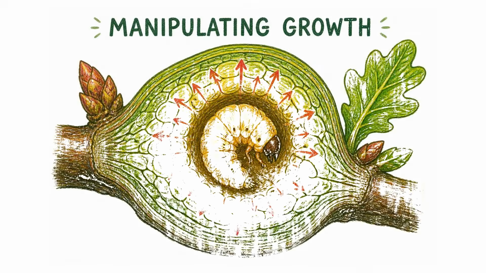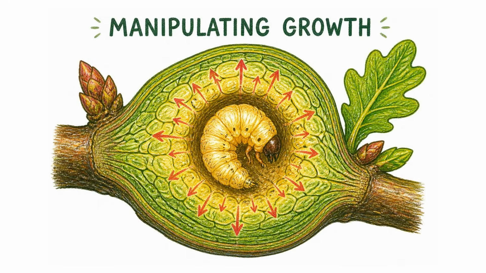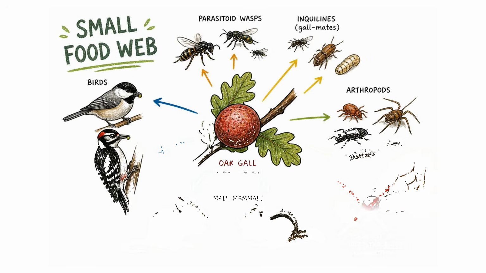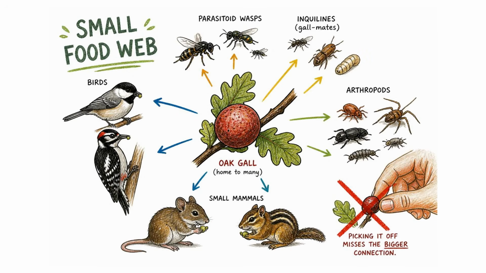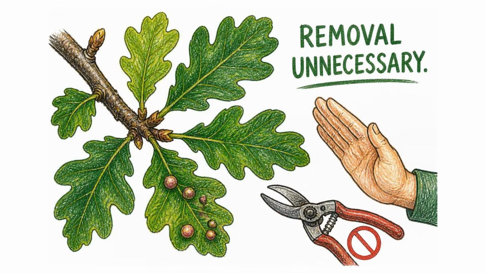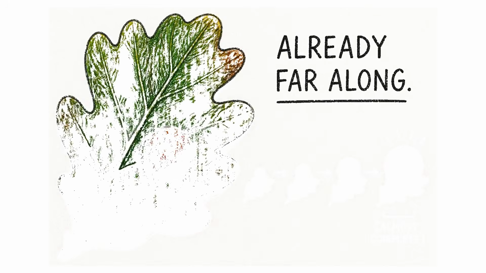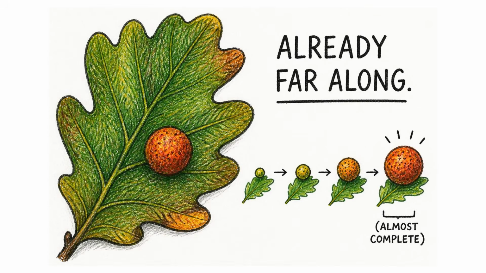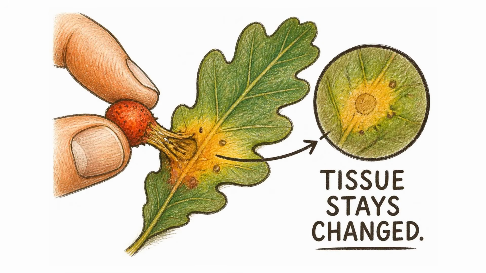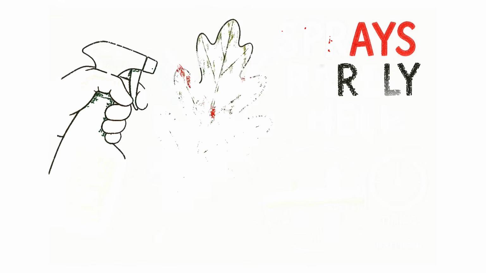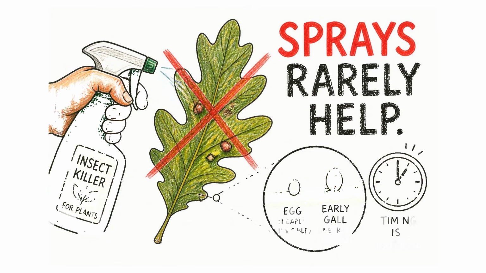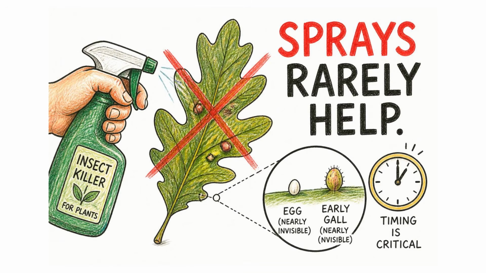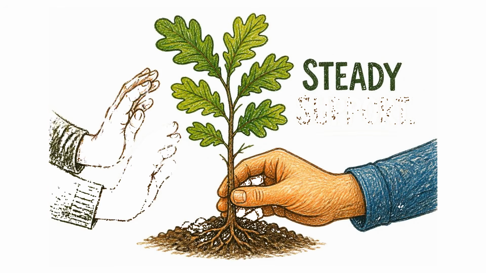The plant-built chamber begins with one insect manipulating growth, but its consequences spread outward into a small food web. That is why picking them off usually misses the point. For most leaf galls on healthy, mature oaks, removal is unnecessary, and by the time the gall is visible, the process is already far along. Pulling it away does not undo the changed leaf tissue. Sprays rarely help in a home landscape because the timing would have to match the nearly invisible moment of egg-laying or early gall formation. The better care for an oak is not panic.